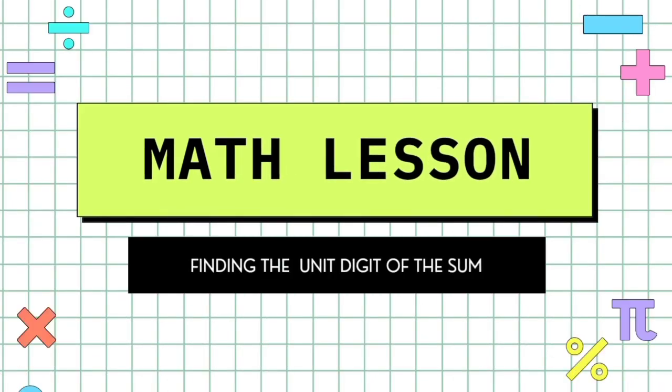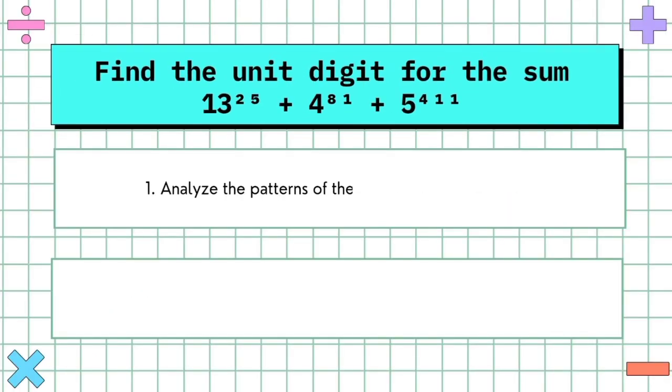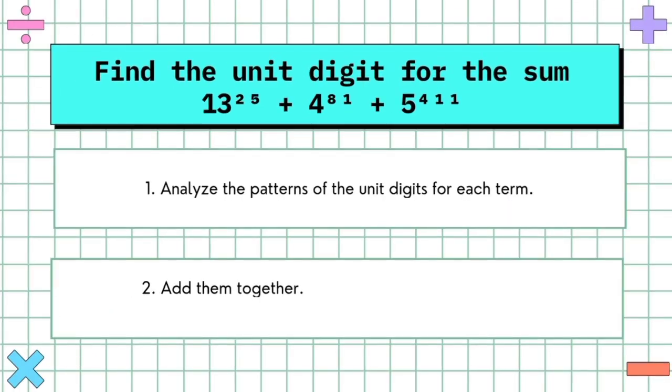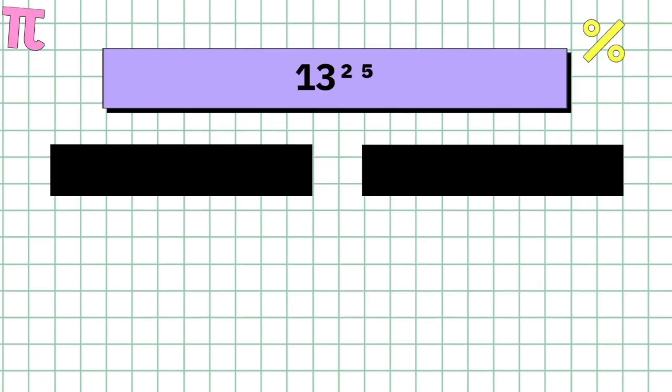Hi! Our lesson for today is about finding the unit digit of the sum. Our problem is the unit digit for the sum of 13 to the 25th power plus 4 to the 81st power plus 5 to the 411th power. To find the unit digit for the sum of it, we should first analyze the patterns of the unit digits for each term. And after analyzing the patterns of it, then simply add them together.